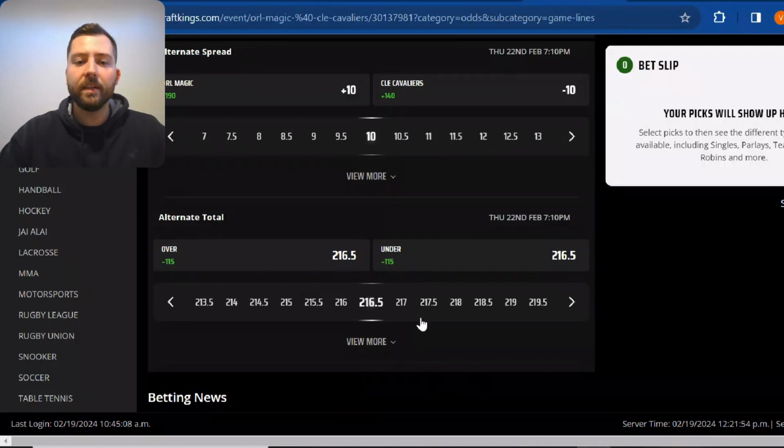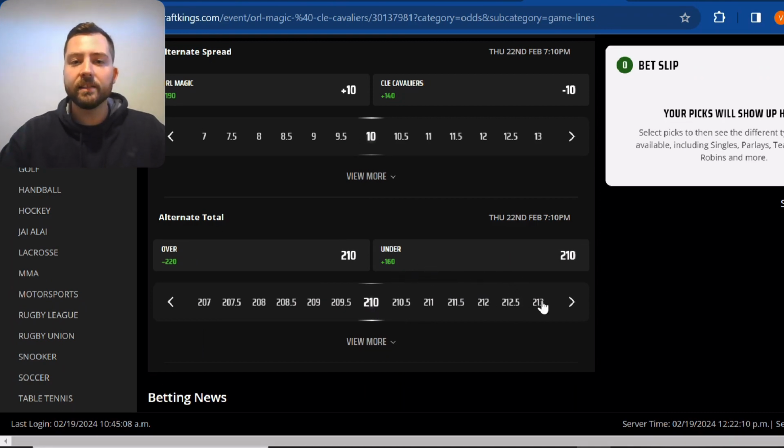If I wanted to bet the under and I want to do an alternative, something that pays me a little more, obviously this is less likely to hit, but I could go down to, let's say, under 210 points. Instead of it being a minus 110 payout, it is now plus 160. So you can change your odds by adjusting and betting in the alternative spread market or total market.